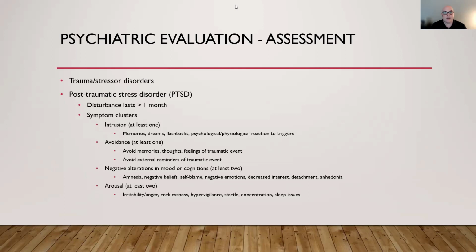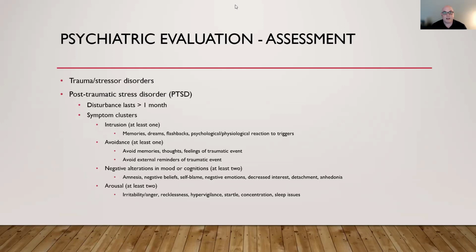They need at least one from the avoidance cluster. This is either trying to avoid the memories, thoughts, or feelings of the traumatic event or avoiding any external reminders of the traumatic event. The next cluster is negative alterations in mood or cognitions. They need at least 2 of amnesia, so they just can't remember. Negative beliefs about the event, including self-blame, so blaming themselves for it. Negative emotions, just having that anger or sadness consistently. Decreased interest, detachment from the world. Again, there's that anhedonia, so an inability to derive pleasure from previously pleasurable activities.